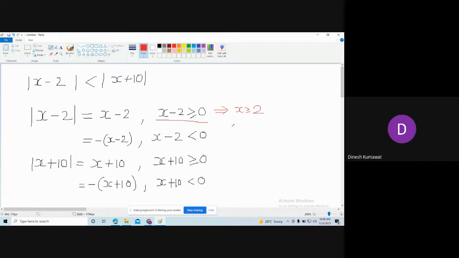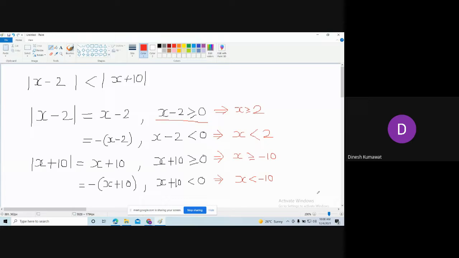So this is first. Now, what about this number? X minus 2 is strictly less than 0, which means x is strictly less than 2. The same we are going to do for this one. So this gives me x is bigger than or equal to minus 10, and this gives me x is strictly less than minus 10.